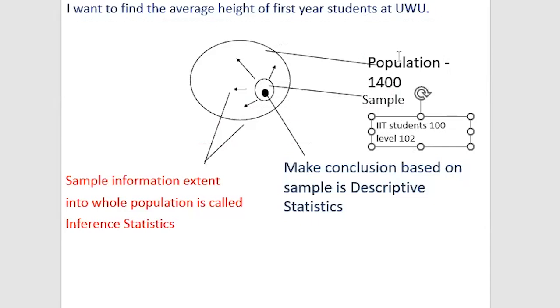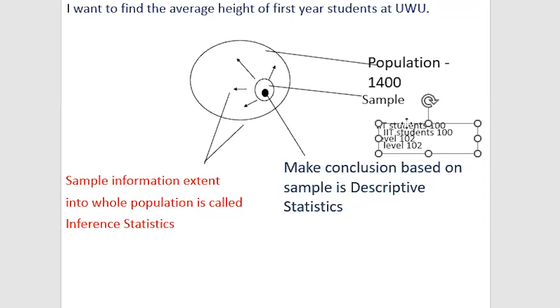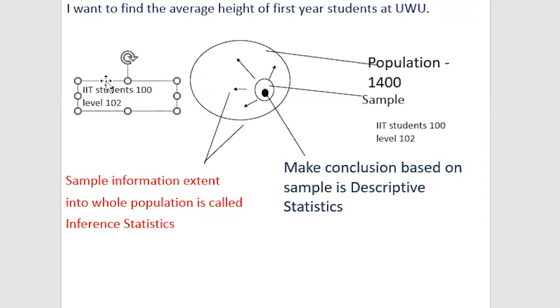Out of the population, I select some group. That is an IIT group. There is some bias also in those 102 students. Or otherwise, without any bias toward any degree program, I can select 102 random students for my sample.